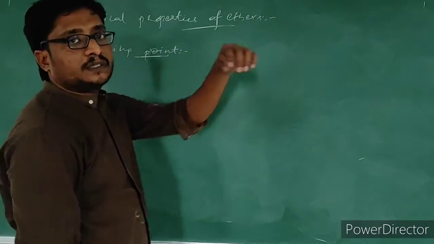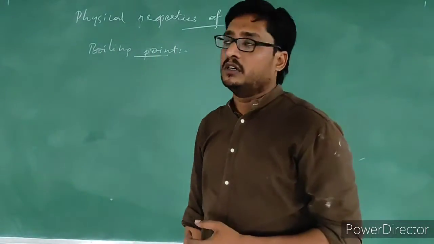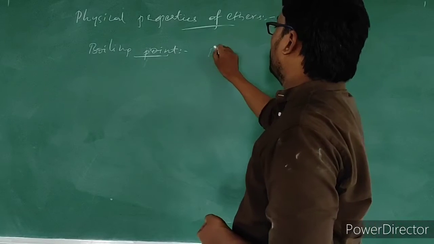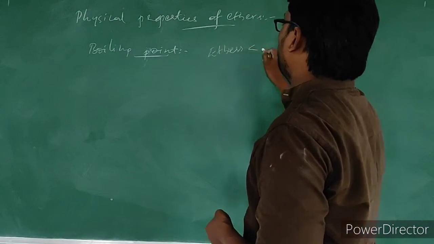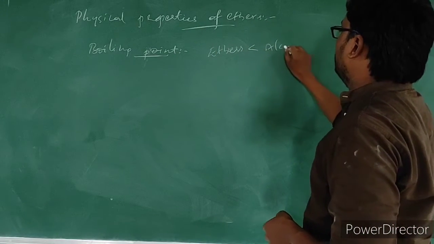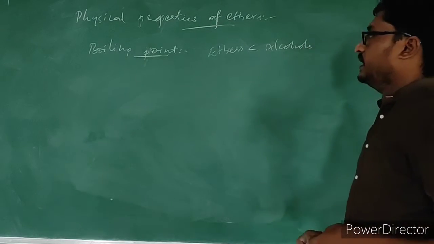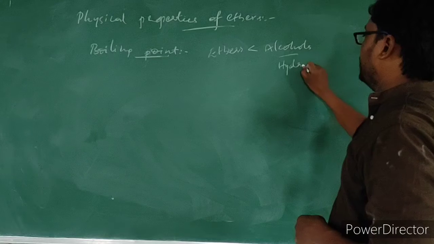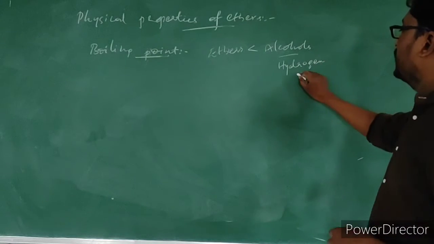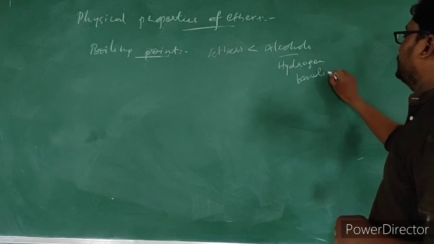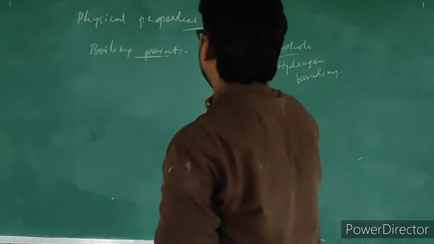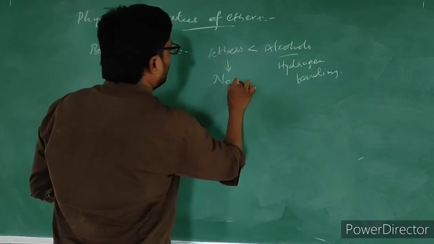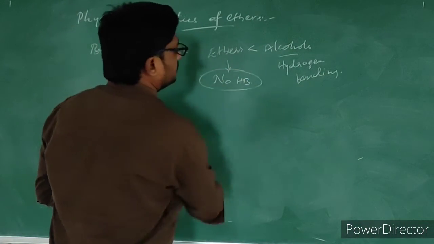When we compare the boiling points of ethers with alcohols, ethers will have a low boiling point when compared with alcohols. The reason is that in alcohols, hydrogen bonding will be present between the molecules. But in the case of ethers, no hydrogen bonding is present.